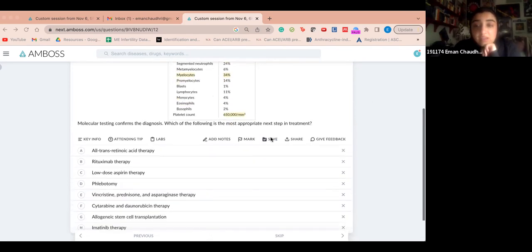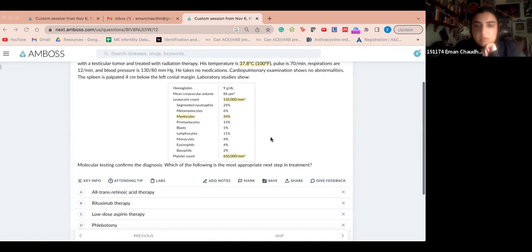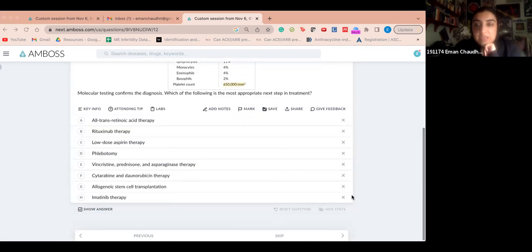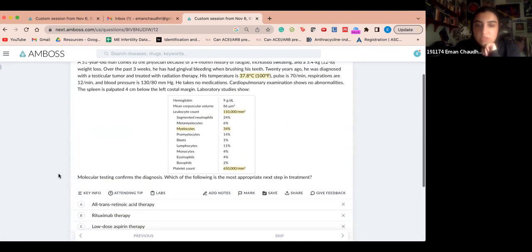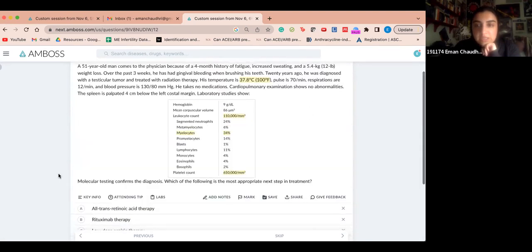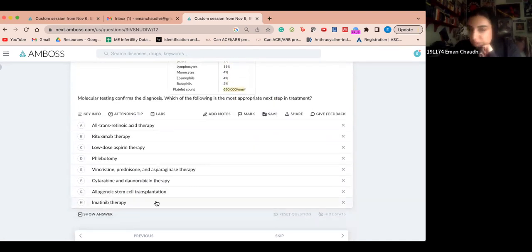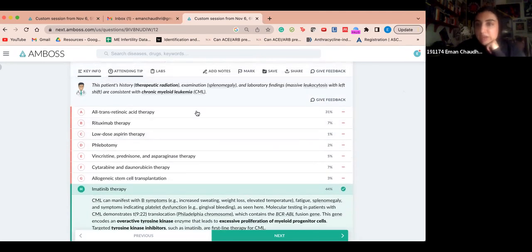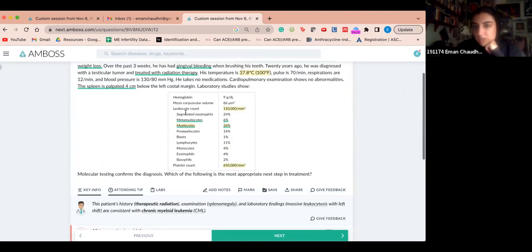Vitamin A, why? Vitamin A is a treatment for APML, promyelocytic leukemia, but I wouldn't say that here. So what do you guys think this is? If you think it's CML, sure, we can try imatinib if it's CML, right? So let's see. Good job. Imatinib is the answer.